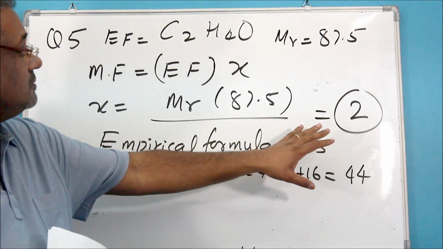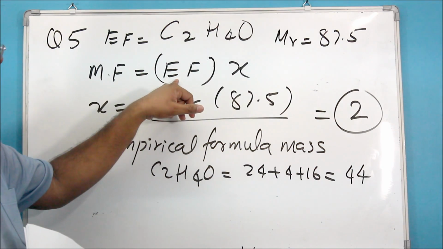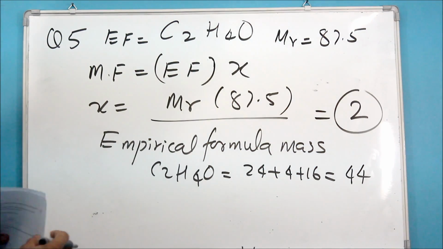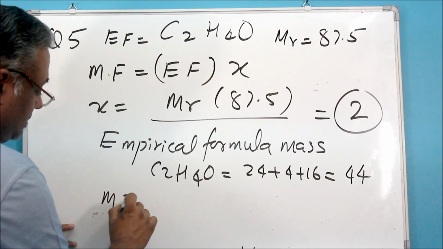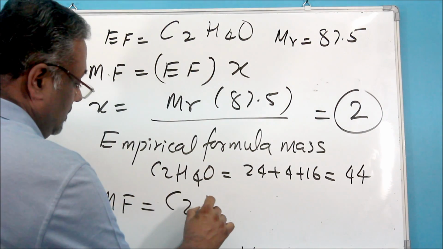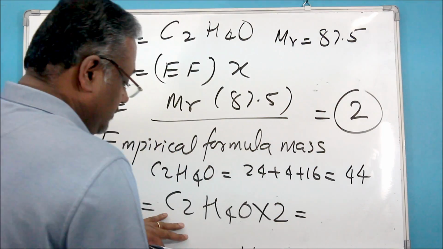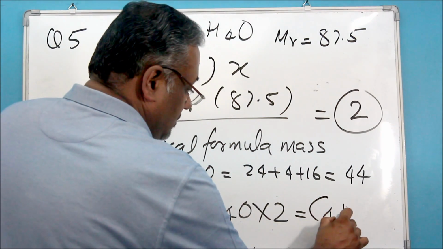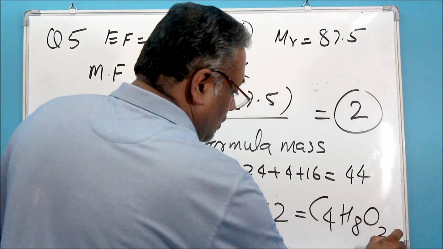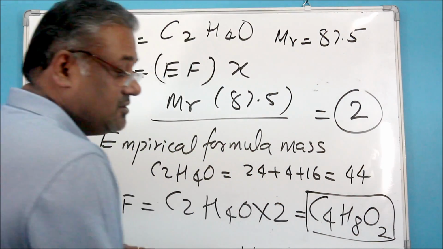Now you take that value and times it by the empirical formula to get the molecular formula. So the molecular formula becomes the empirical formula times the value of X, which means it is C4H8O2, and that's the answer of this question.